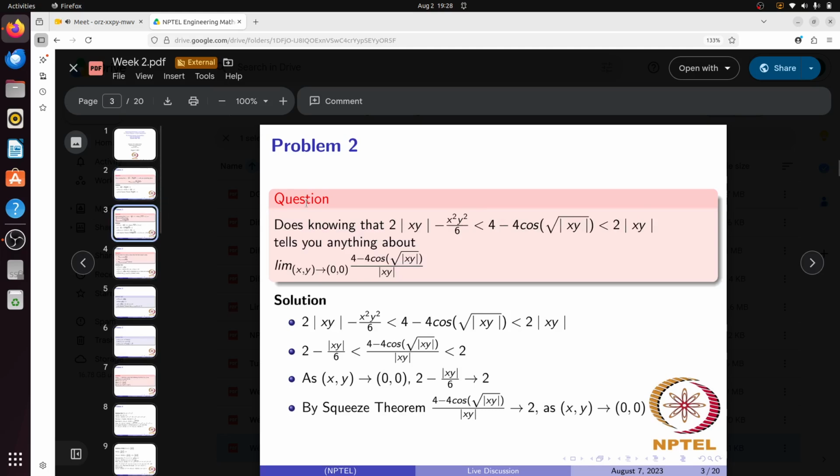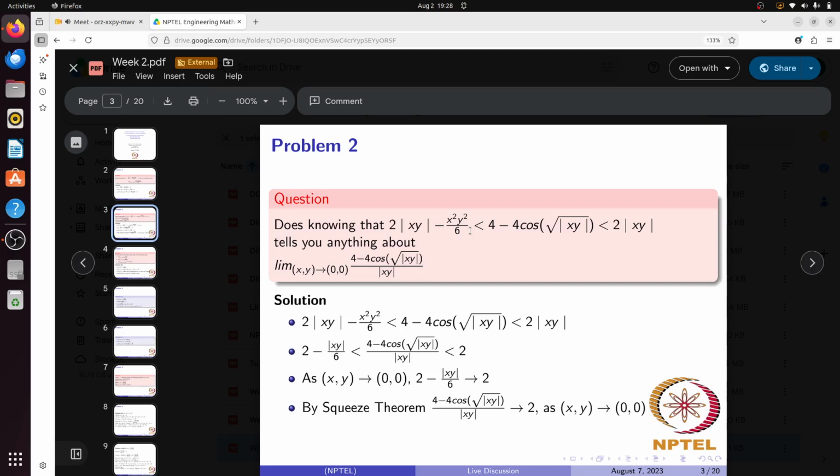Next problem. Does knowing that 2 times modulus of xy minus x square y square by 6 is less than 4 minus 4 cos square root of mod xy, which is less than 2 mod xy, tell you anything about the limit as xy tends to 0 0 of 4 minus 4 cos square root of mod xy by mod xy? Again the same thing: you have fx, gx, hx and you need to identify them. Here is a bit tricky part.